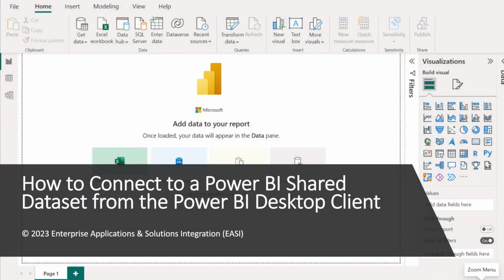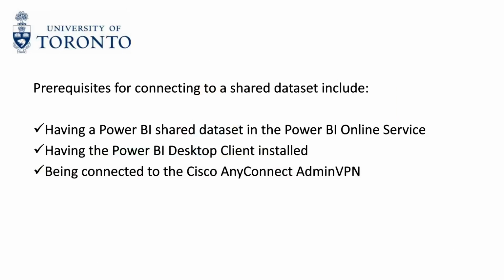How to connect to a Power BI Shared Dataset from the Power BI Desktop client. Prerequisites for connecting to a shared dataset include having a Power BI Shared Dataset in the Power BI Online service, having the Power BI Desktop client installed, and being connected to the Cisco AnyConnect Admin VPN.